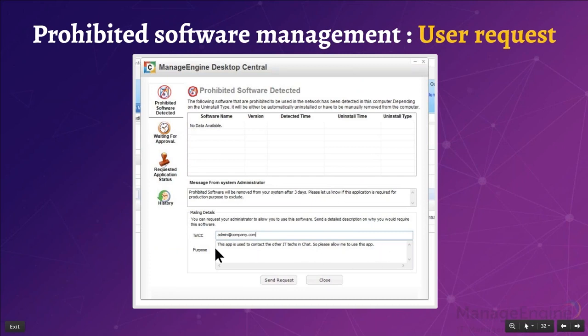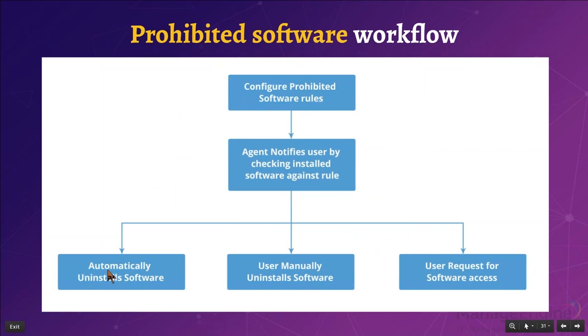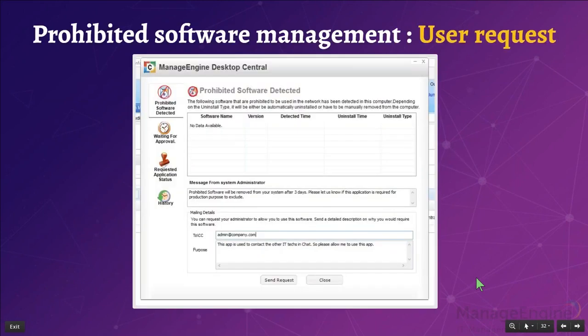Here is where the end user can type a message saying what this app is used for. The user can specify the reason behind it, and he can send the request so the administrator can approve or deny it. Now I can configure an auto uninstall policy to uninstall it, or I can wait for the users themselves to uninstall it, or I can allow them to submit the request and I can respond to it and add them to the exclusion list. So this is all about prohibited applications. Using this method, you can monitor and get rid of any unauthorized application.